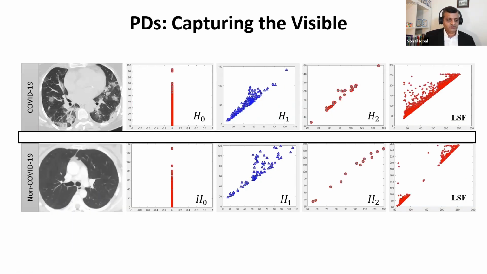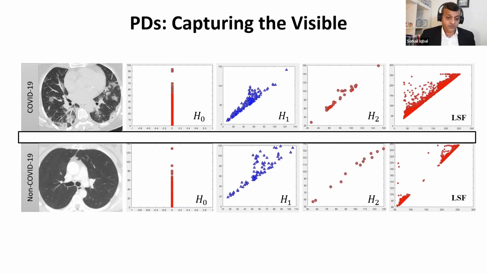So we have a COVID image and a non-COVID image, and as you can see, their persistent diagrams are different. H0 is different, H1 is different, H2 is different, and the lower star filtration, the zero-dimensional persistent diagram, is obviously also different. So what do we have? We started from a collection of COVID and non-COVID images, and now we have a collection of persistent diagrams. The ultimate goal is to develop a model that can differentiate between these two kinds of persistent diagrams.